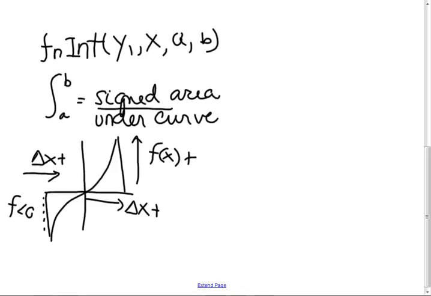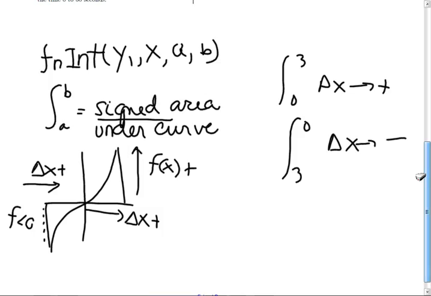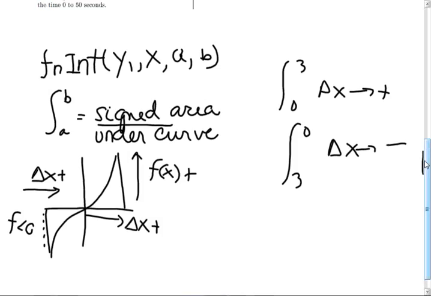Well, it depends. If I go from 0 to 3, delta x is positive. What if I go from 3 to 0? Delta x is negative. So order matters. Okay. Only if I want to start here. I just said delta x, I didn't say what the integral was. Did you guys catch that? I'm just talking about delta x would be negative.